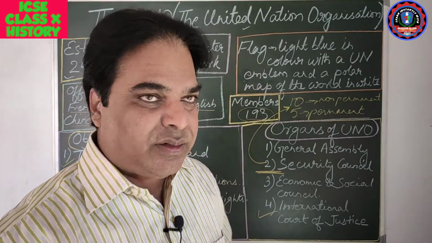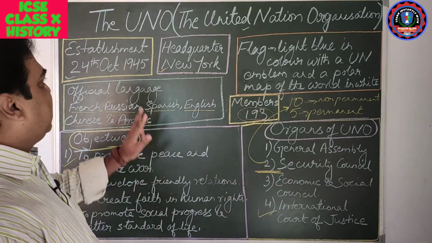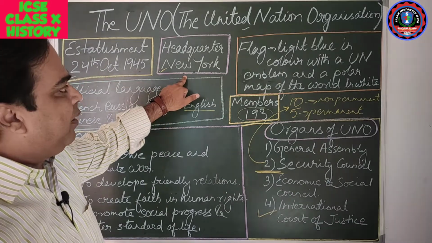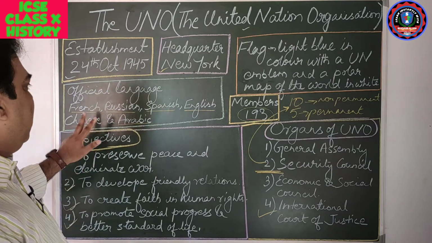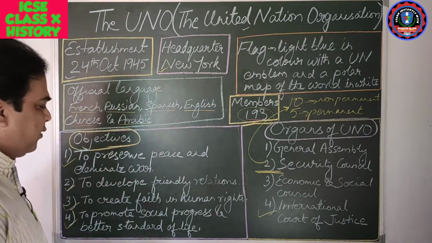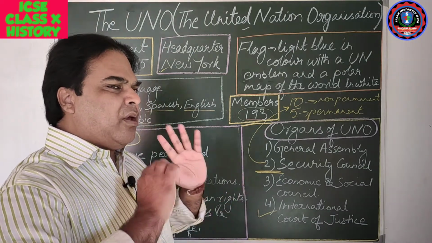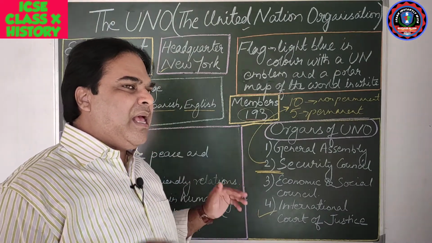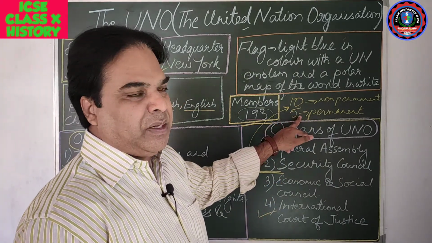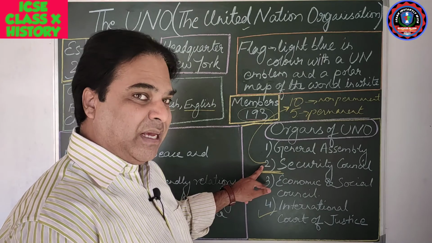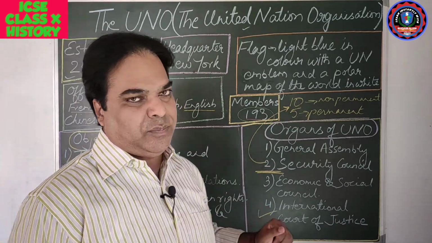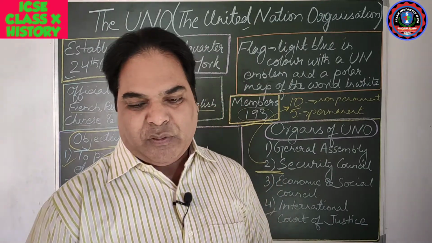Once again, let us recap. This is all about the United Nations Organization. It was formed on 24th October 1945, and New York is the headquarters. Here are the flag and some of the languages. 193 members are there at present. These are the objectives. One objective you must remember: to maintain international peace and security, and to save succeeding generations from the scourge of war. Then 15 members are there in the Security Council, one of the most important organs of the United Nations. 10 are non-permanent and 5 are permanent. So this is all from this chapter.